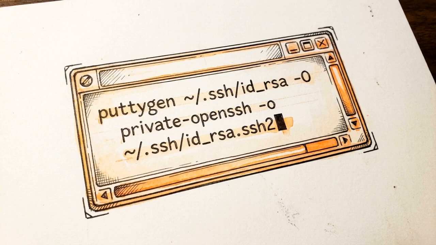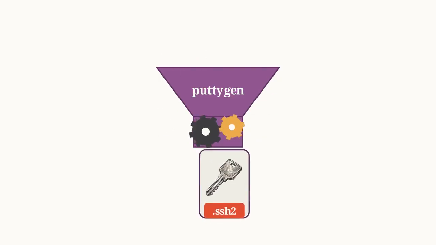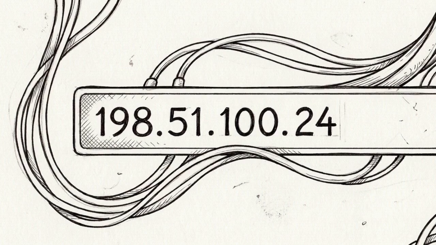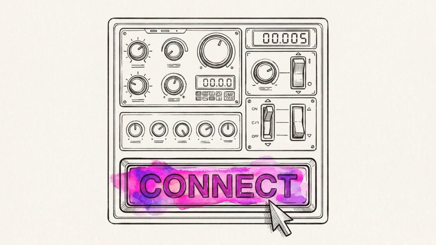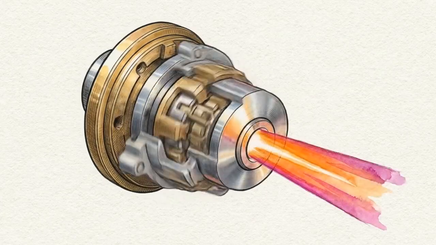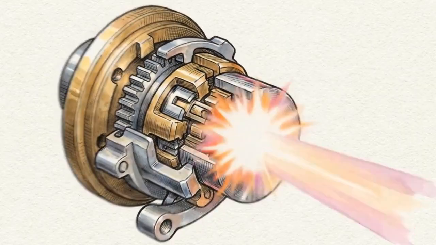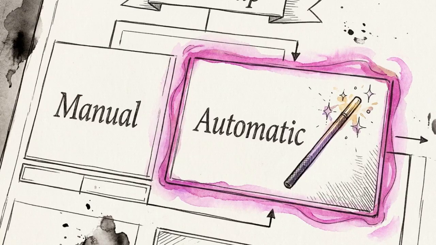This terminal mockup shows the exact syntax needed to fix the error. Use the PuTTYgen utility to convert your standard key into an older, specific SSH2 format. Once the key is converted, input your server's IP address, the port, your username, and your newly formatted key into the Amnezia interface to initiate the connection. Resolving this cryptographic handshake successfully grants your local client the root-level SSH access it requires to act as an automated server administrator. Select the Automatic installation.